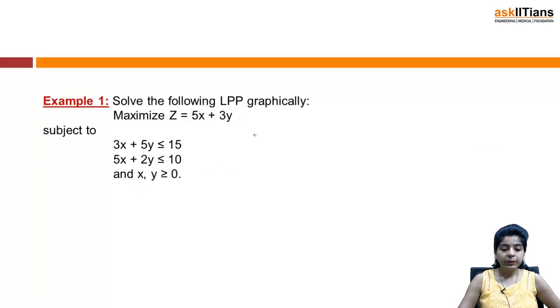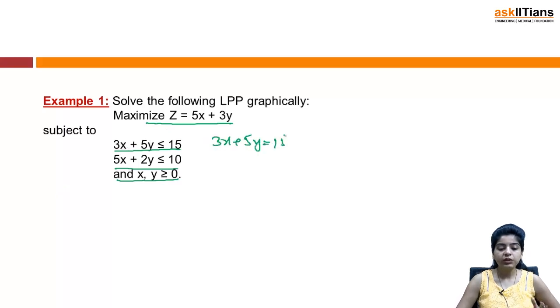Solve the following LPP graphically. Maximize z equal to 5x plus 3y subject to 3x plus 5y less than or equal to 15, 5x plus 2y less than or equal to 10, and x and y greater than or equal to 0. The first step was to formulate it into mathematical form, but this LPP is already given in mathematical form, so we need not do that. We'll just draw the graphs, and for that I'll convert these inequations into equations, that means just put an equal to sign instead of inequality. So I have these two equations.